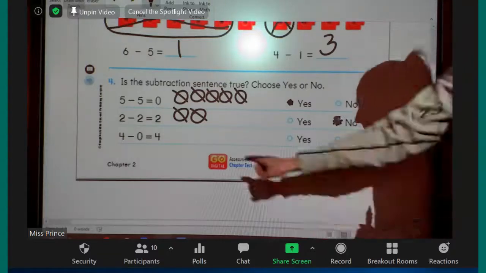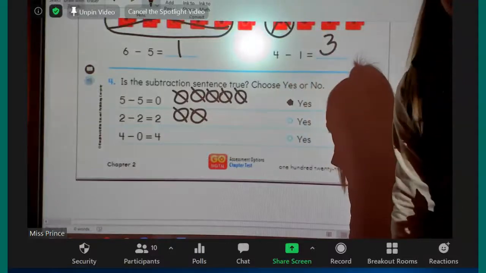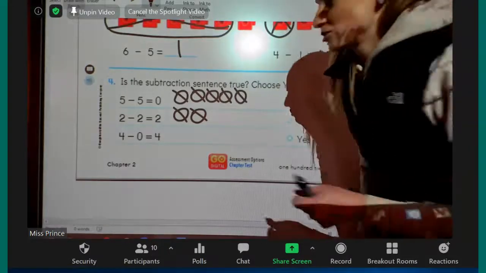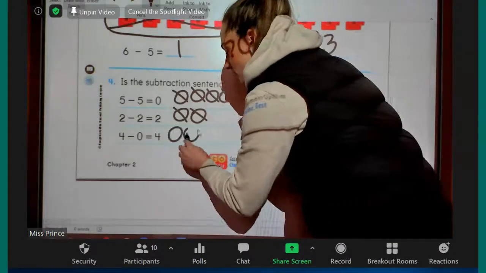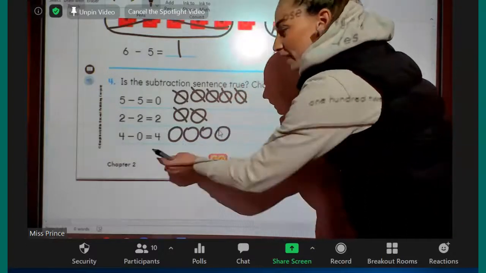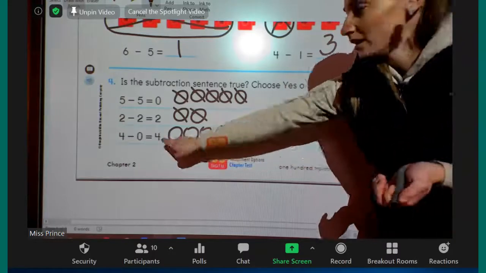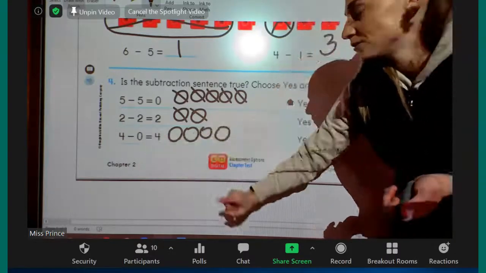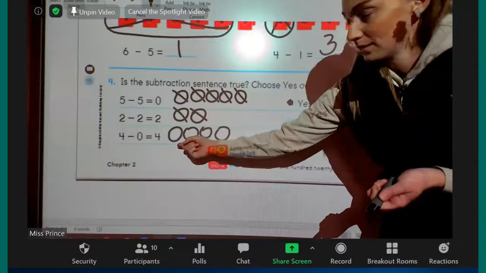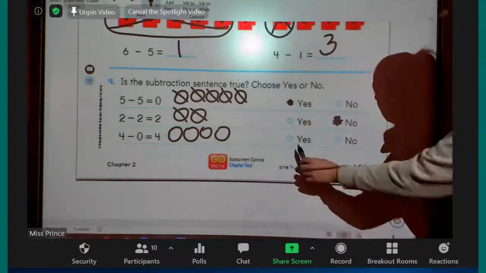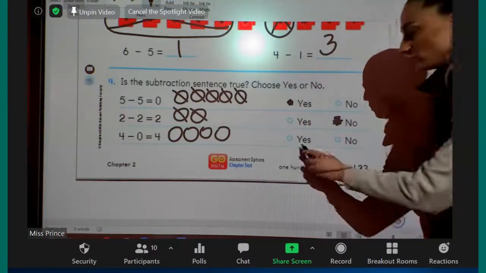Take away 0. Let's see if that's true. Ready? 1, 2, 3, 4. Now I take away 0 of them, so I don't cross anything out. And we have 4 left over. Is that true? Yes. So what would we choose? Yes or no? Yes. Good job.